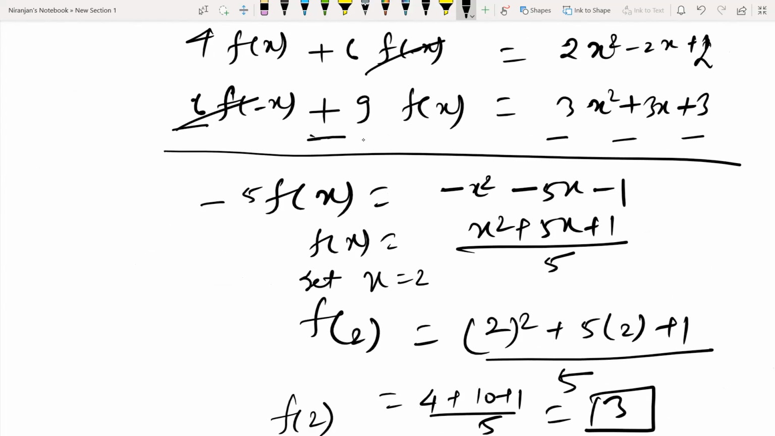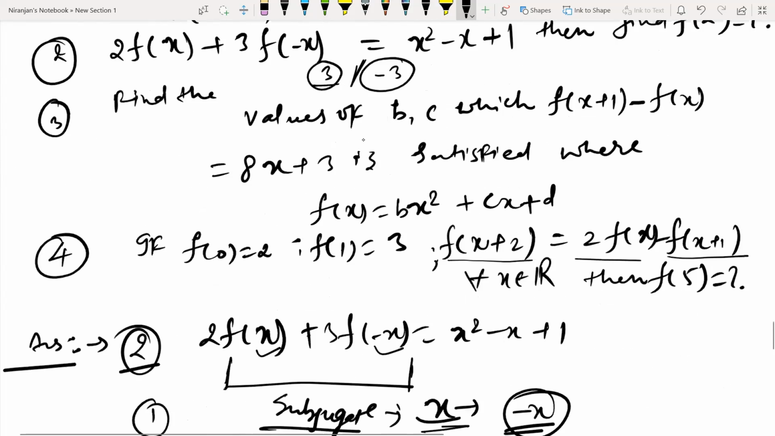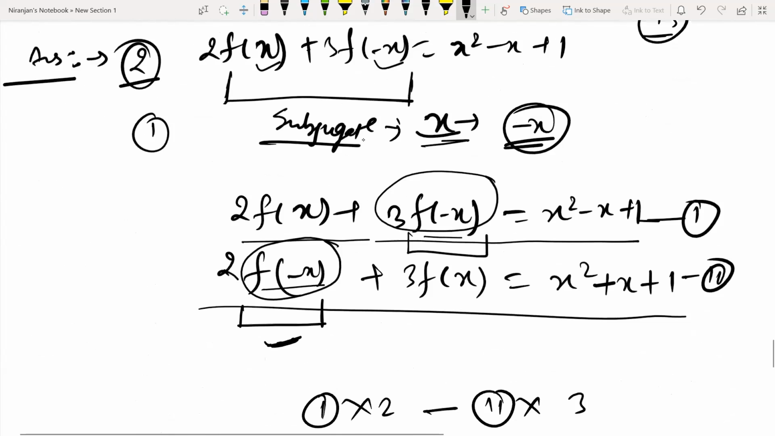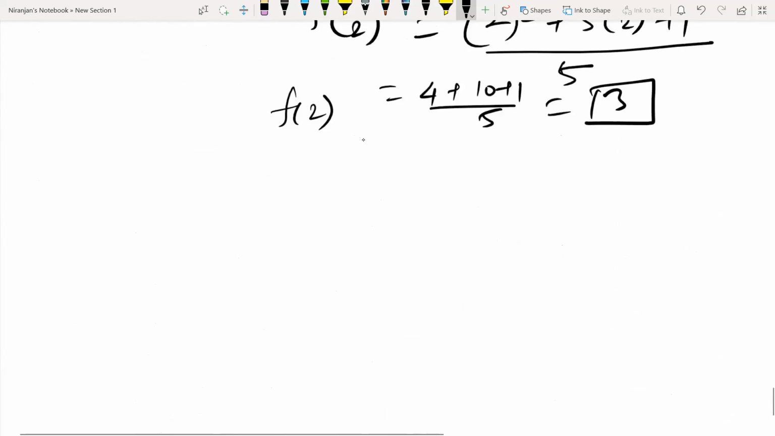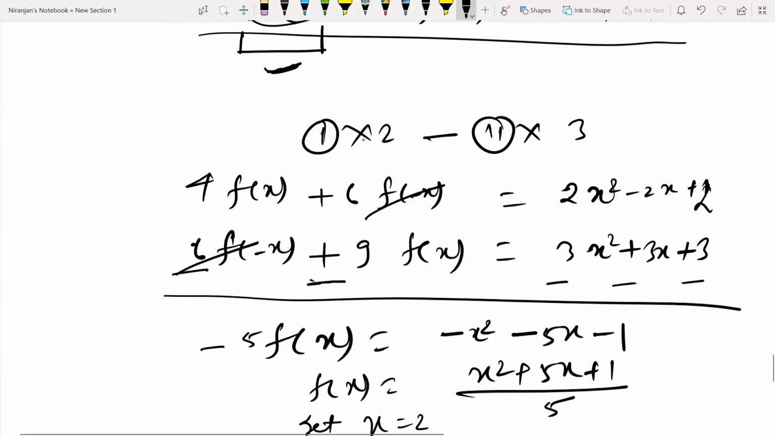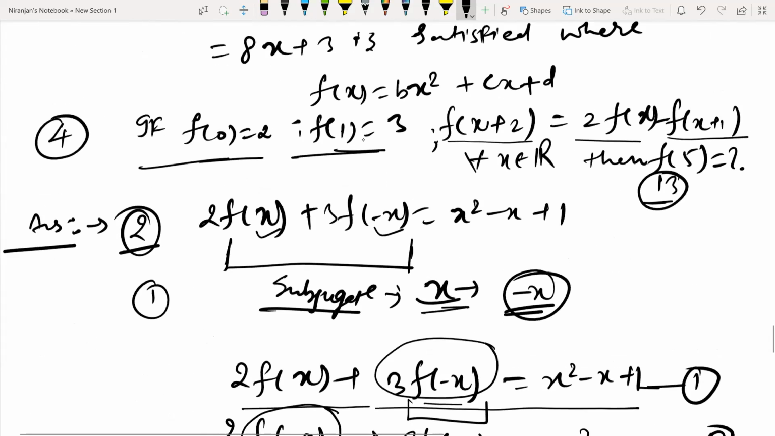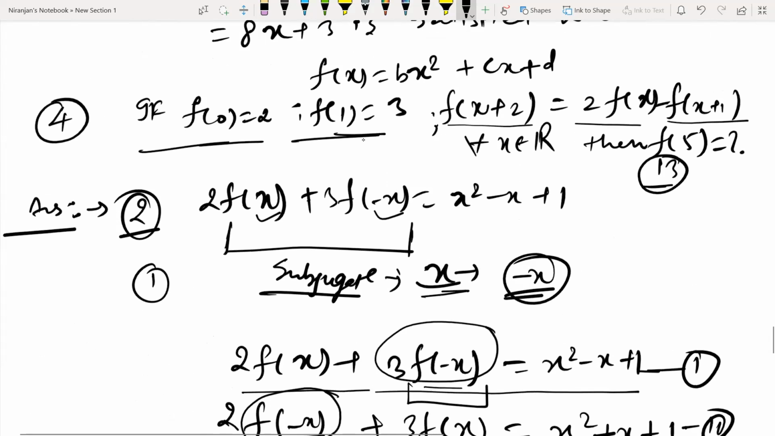Sir, the answer to the fourth one is 13. I'll note down your answer, Jharna. Jharna, right? Yes, sir. Yes, it's coming 13. Cool. So two people got 13: Nitik, yourself, Jyoti. Let's do the fourth one because they have already answered it. So f of 0 equal to 2, f of 1 equal to 3.